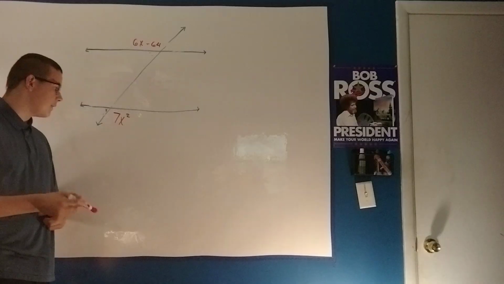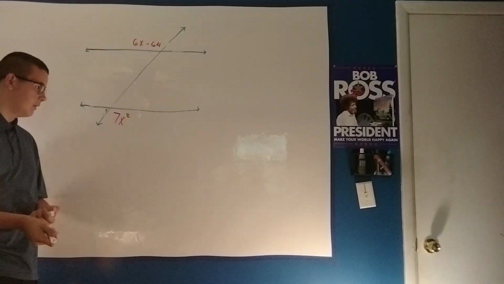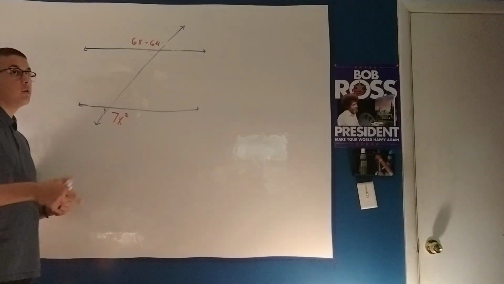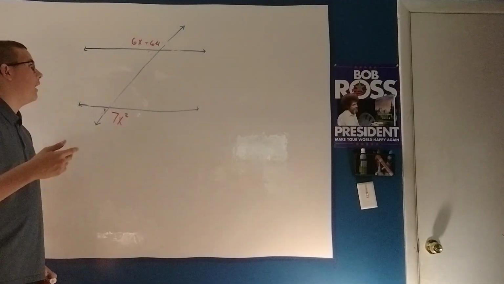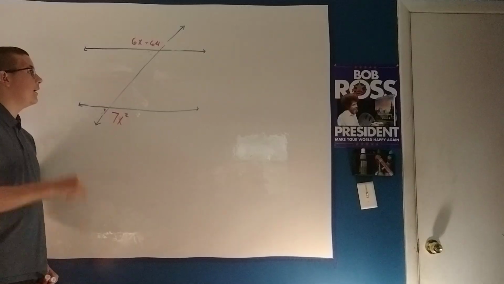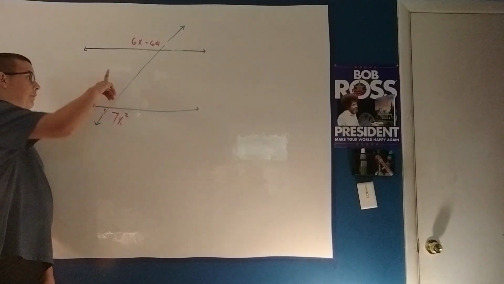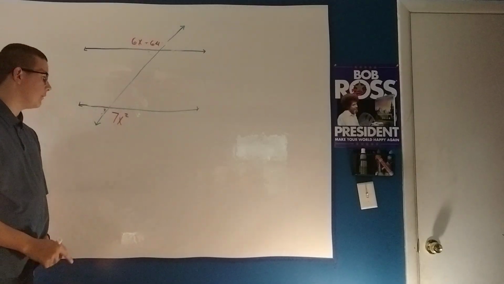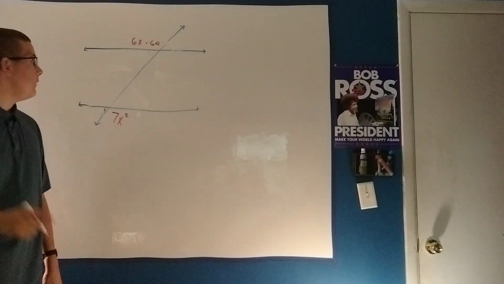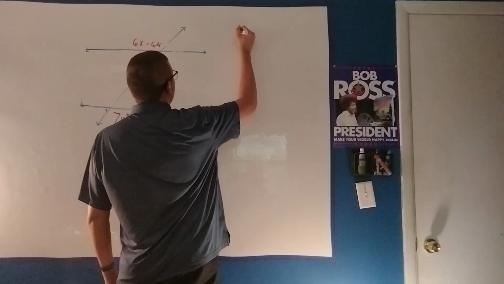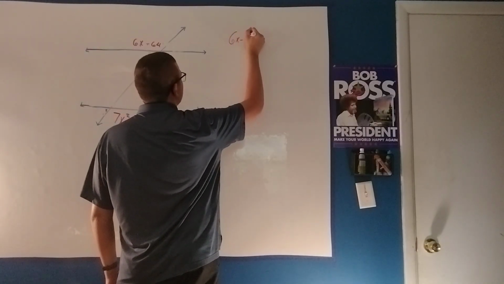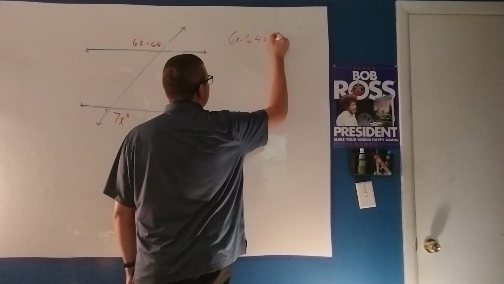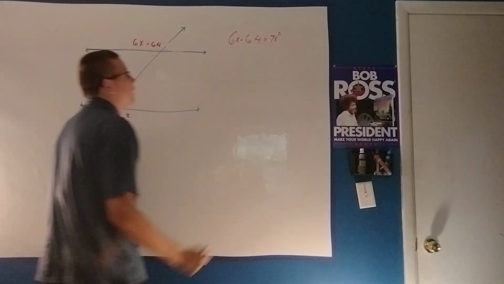So if you think about this for a second, pause the video, do whatever. Okay. Well, these are alternate exterior angles. They're outside of the parallel, and they're on opposite sides of the transversal, which means they are going to be equal to each other. So I know that 6x minus 64 equals 7x squared.